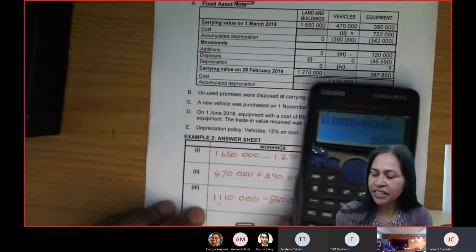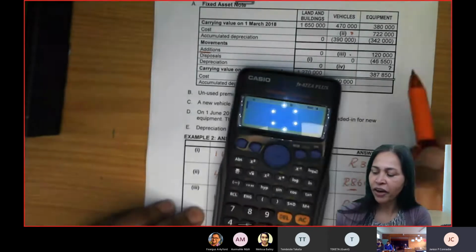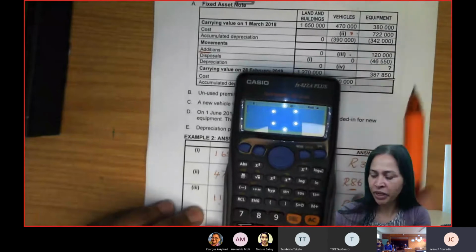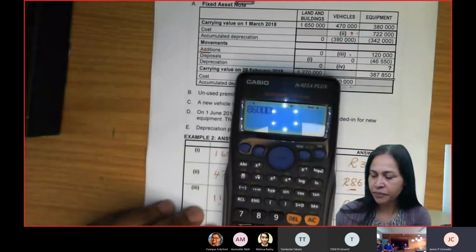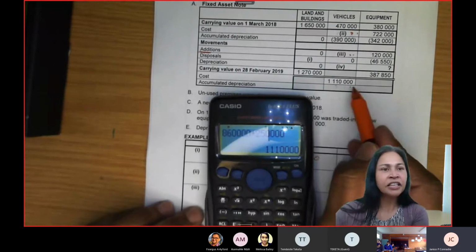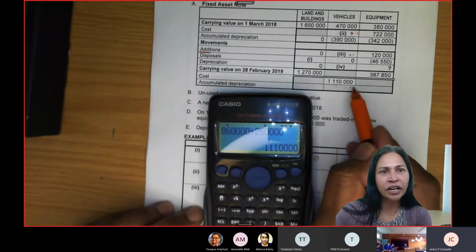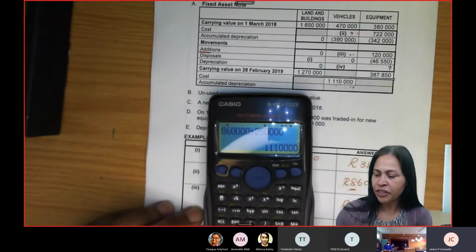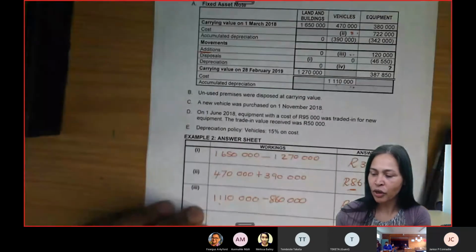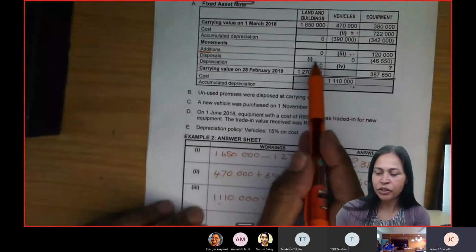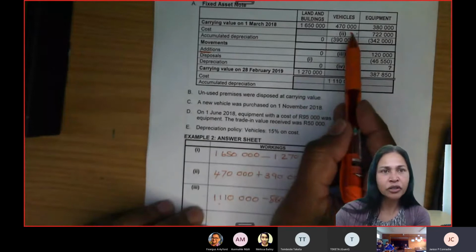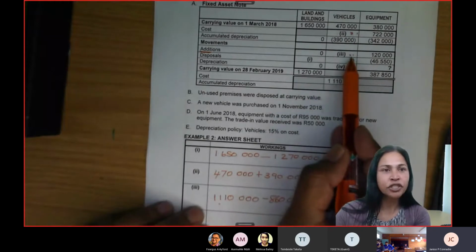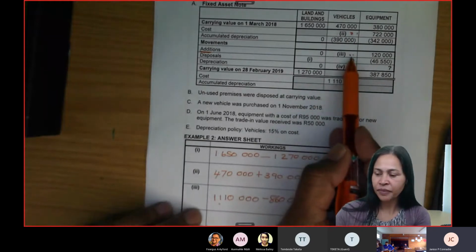So let's quickly work back. Let's see if this works out perfectly. If I had my 860 here as my cost at the beginning, and I've added my 250, my additions at cost, then it gives me my cost at the end. And that is how you can double check your work as well. So those are straightforward ones for the additions. We had our disposal. To find the cost at the beginning, we had to find our additions during the year.